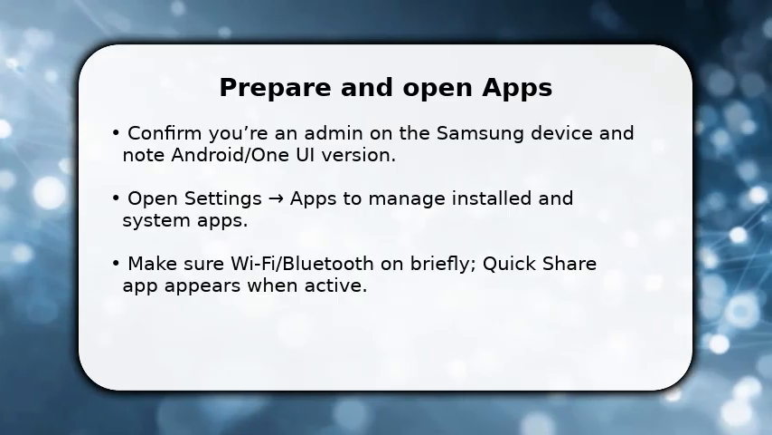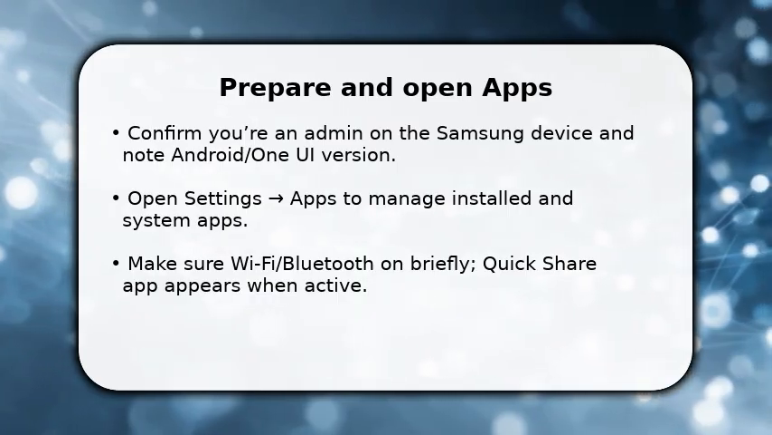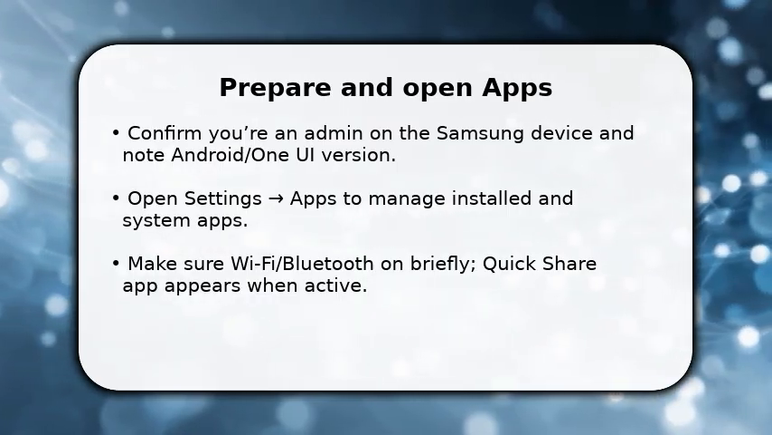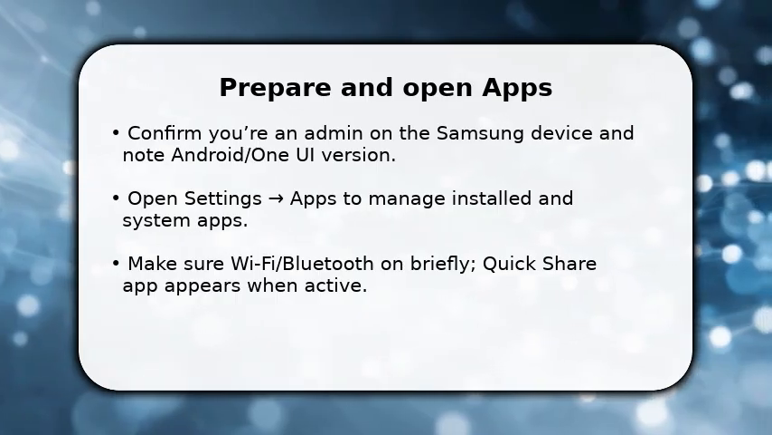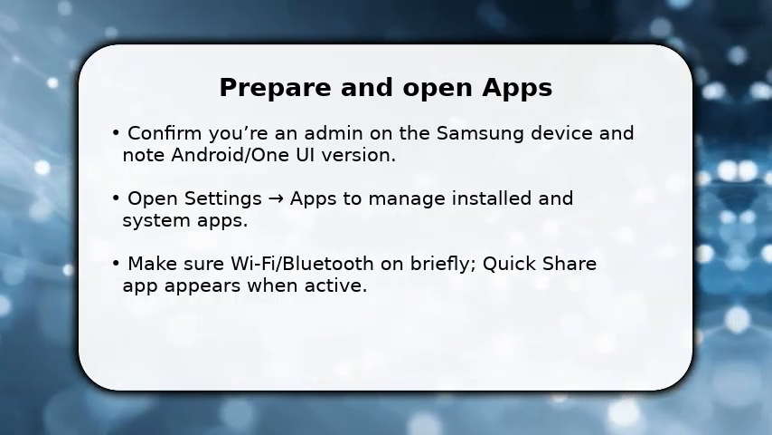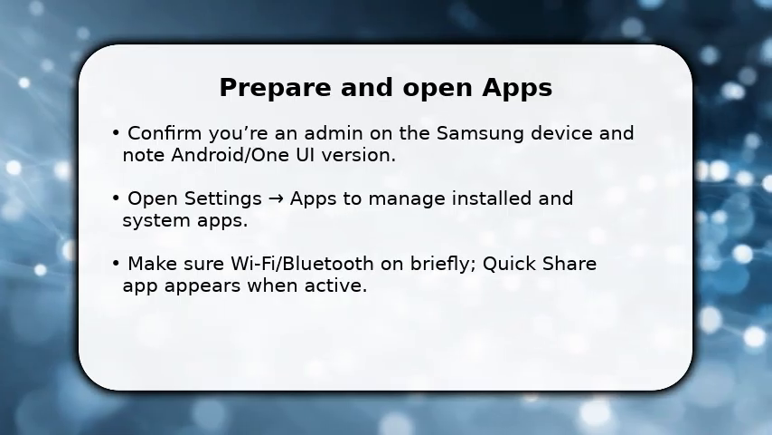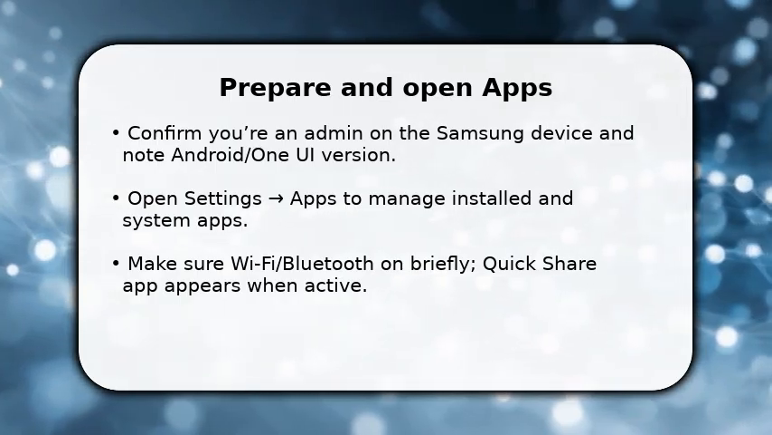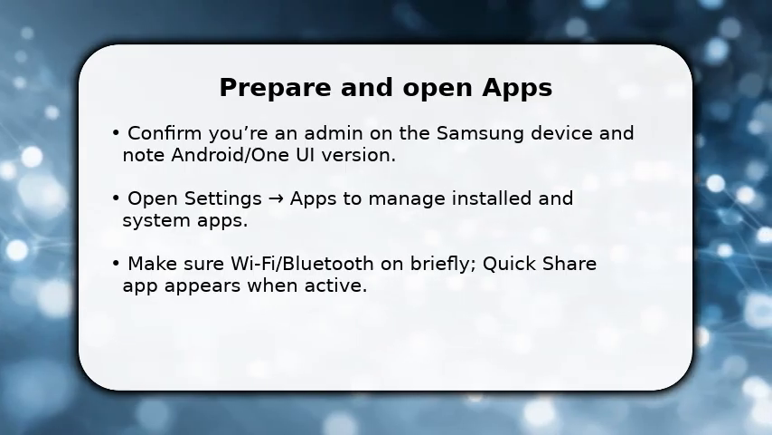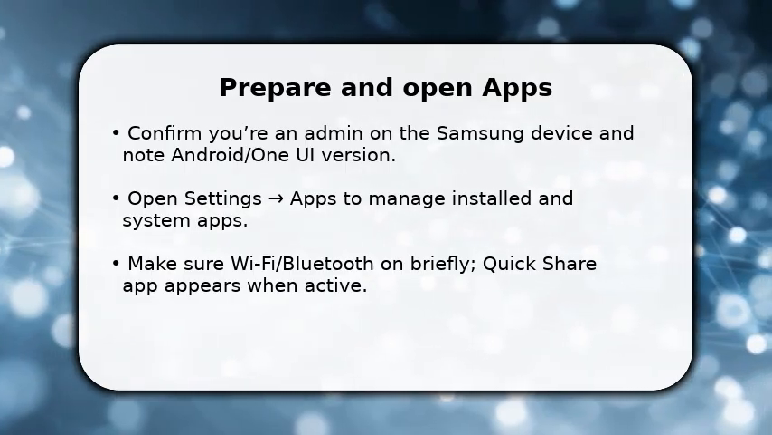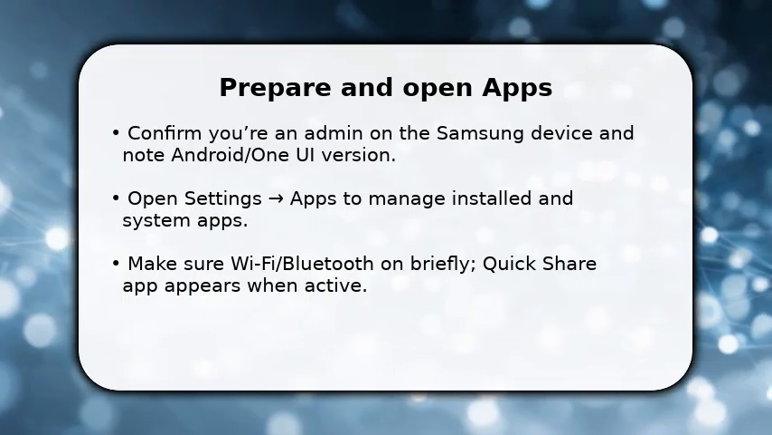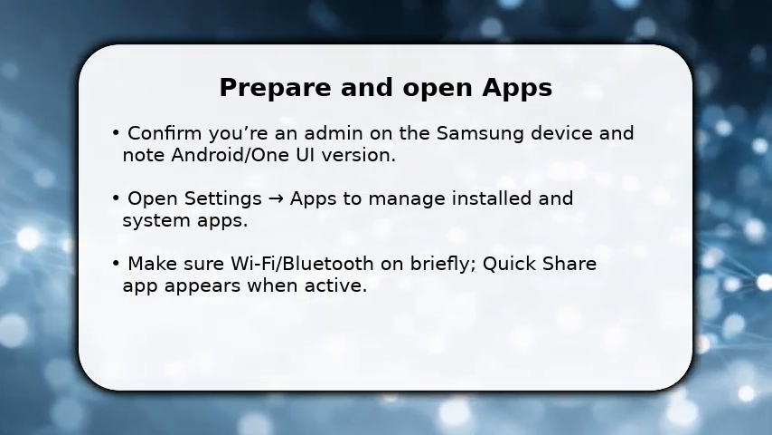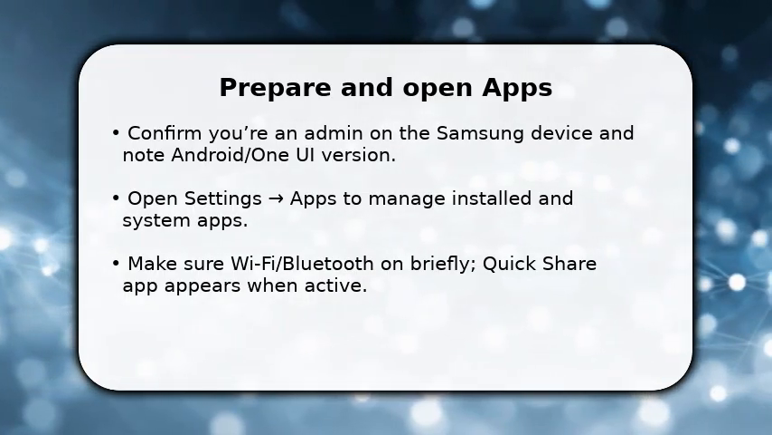You're starting right in Settings because this isn't a toggle buried in quick panels. First, confirm you're signed in as the device owner and note your One UI version. Then open Settings and tap Apps to list every installed and system app. Keep Wi-Fi or Bluetooth on for a moment so Quick Share shows if it's active. Once you can see the app in the list, you're ready to proceed to disable it at the app level.